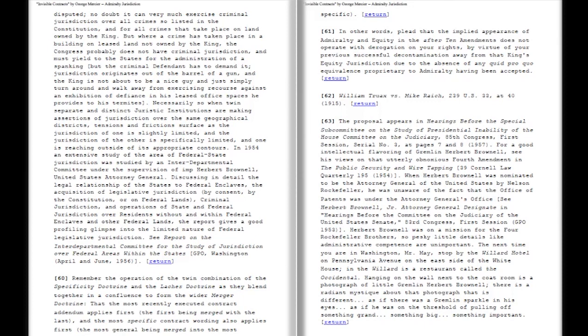1953, Herbert Brownell was on a mission for the four Rockefeller brothers, so pesky little details like administrative competence are unimportant. The next time you are in Washington, Mr. May, stop by the Willard Hotel on Pennsylvania Avenue on the east side of the White House. In the Willard is a restaurant called the Occidental.